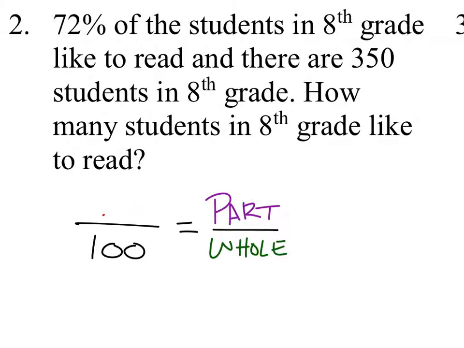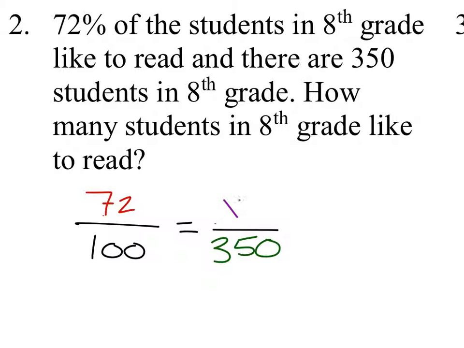So I'm going to replace that with the 72 that it told us in 8th grade like to read. And there are 350 students in 8th grade. So that's all of the 8th grade, which means it's a whole value. So I'm going to replace that whole value with all the kids in 8th grade, 350. The part appears to be what we're looking for. And it makes sense, hopefully, because it says how many students in 8th grade like to read. That's only part of the 8th grade, which is an unknown for us right now.